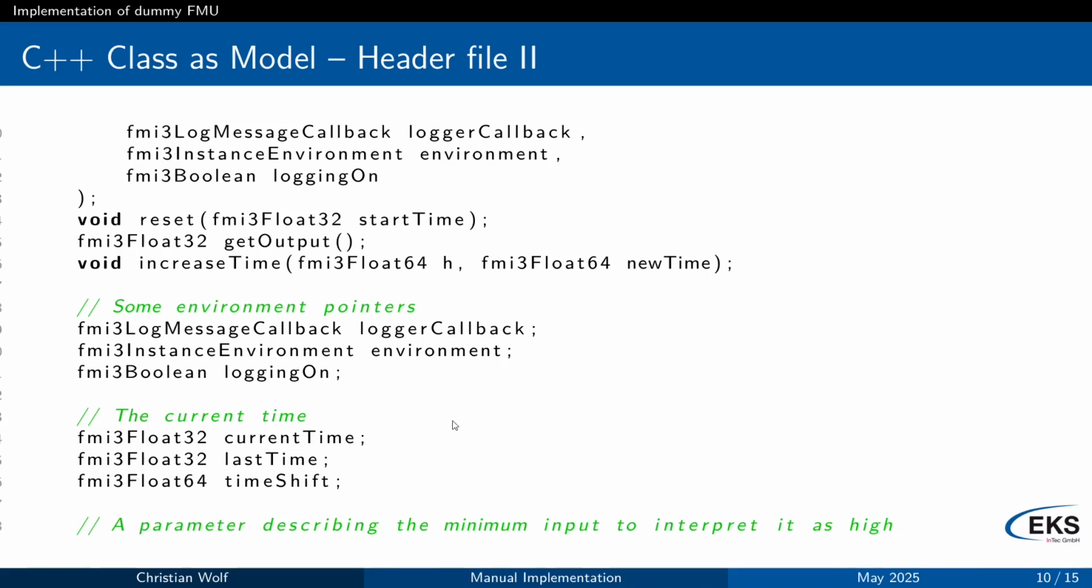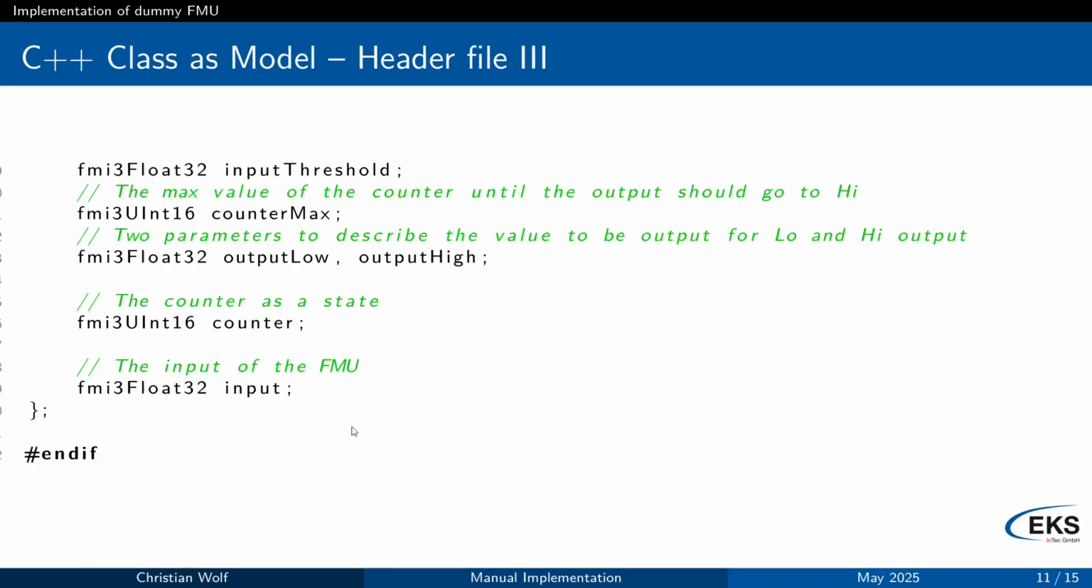This is just to check if the threshold has in the meantime long enough been superseded. We have the actual values, the parameters. So we have the input threshold, we have the counter max, and the output low and high values. These are the parameters that we defined. We have the actual state, and we have the actual input.